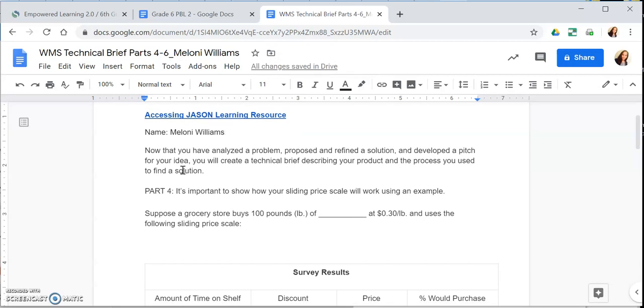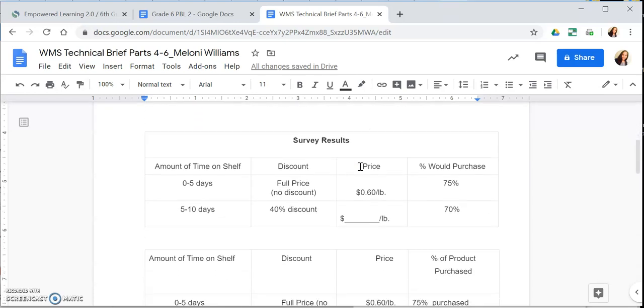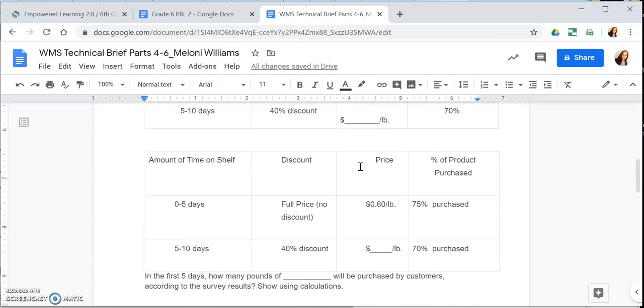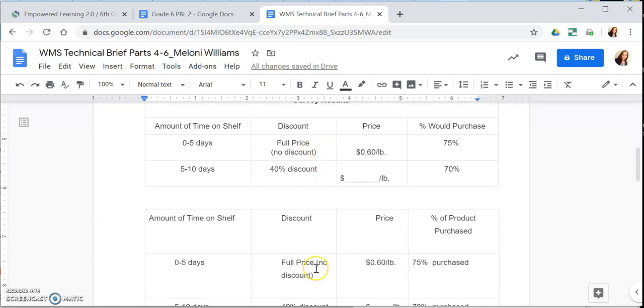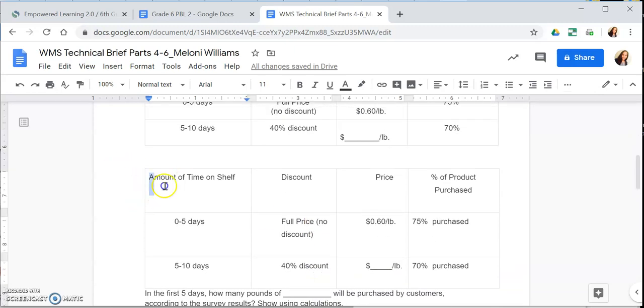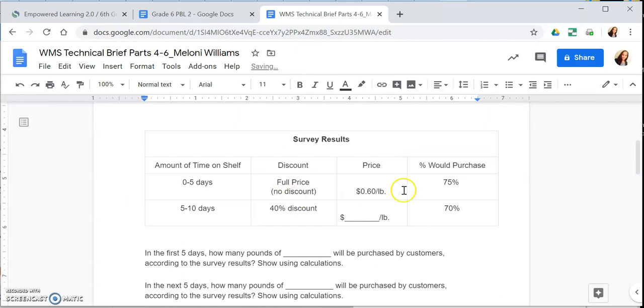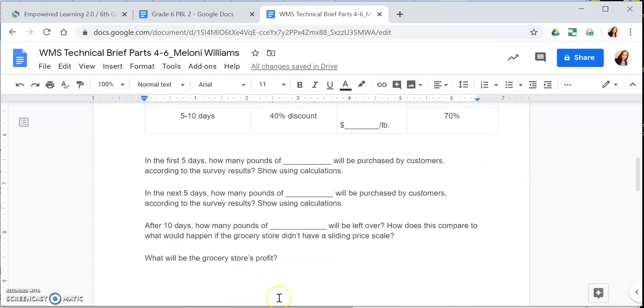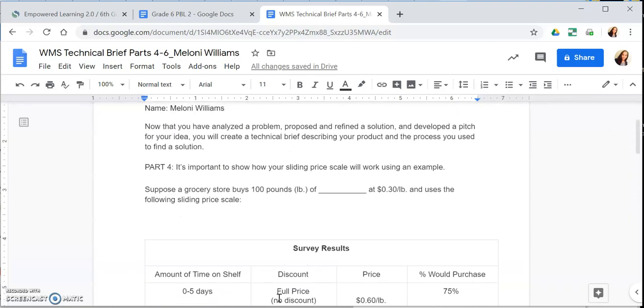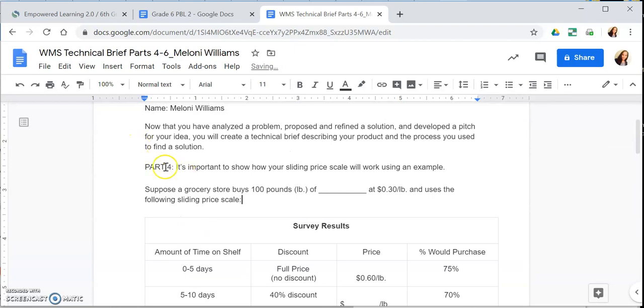Now, let's scroll down and take a look. Now that you have analyzed a problem, proposed and refined a solution, and developed a pitch for your idea, you will create a technical brief describing your product and the process used to find a solution. So parts 4 through 6 is basically quite a bit of math. These two tables are the exact same, so we're just going to go ahead and delete one of them because we don't need to have them both here. So we're going to complete the math for survey number 1, and then we'll answer the questions to complete this assignment. All right, so let's start.